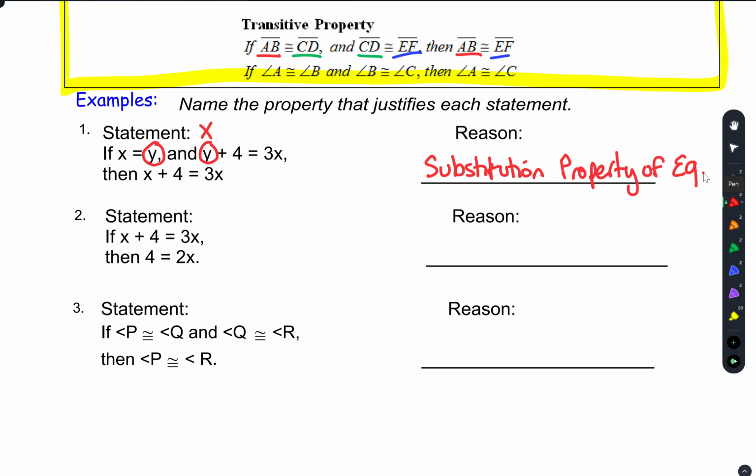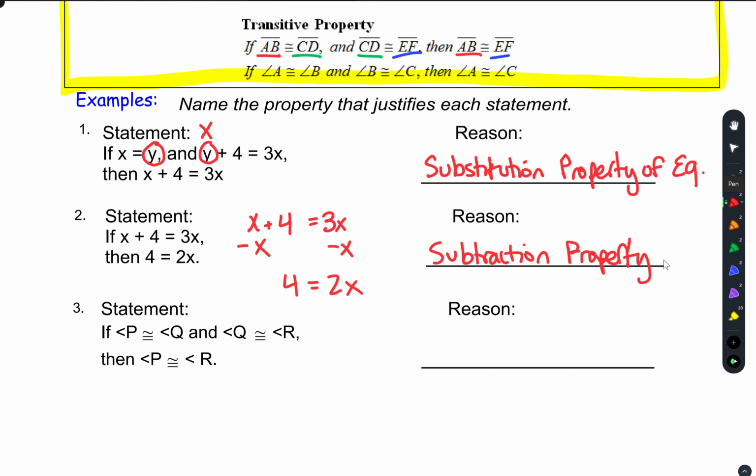What are you adding to both sides? What are you subtracting from both sides? Yeah. In this statement, it's literally like algebra, right? X plus 4 equals 3x. Think about how you would go about this problem. Obviously, you're subtracting x from both sides to get 4 equals 2x. That is my subtraction. We have to use its full name, subtraction property of equality.